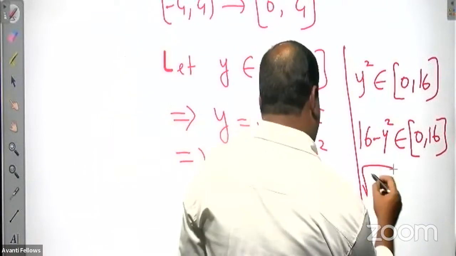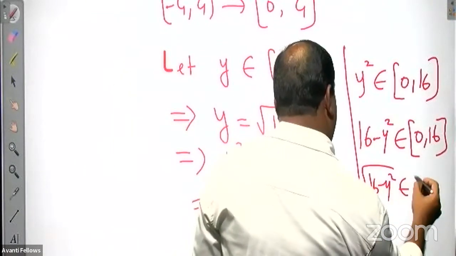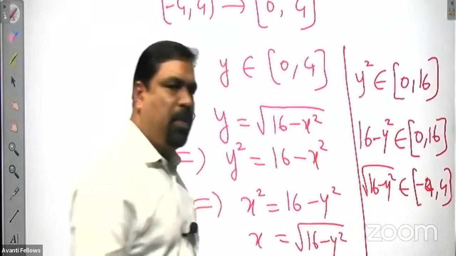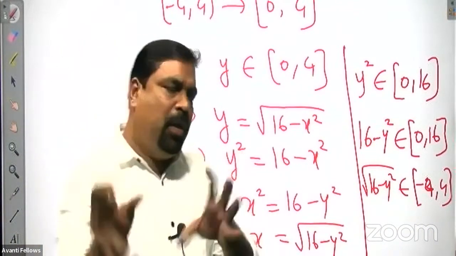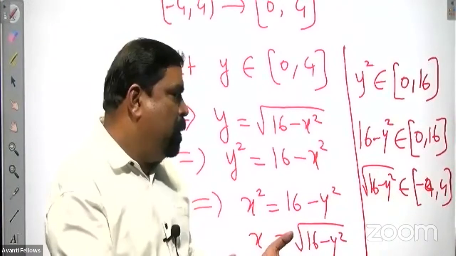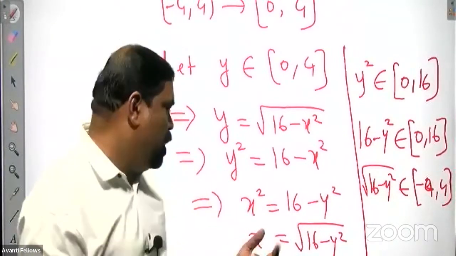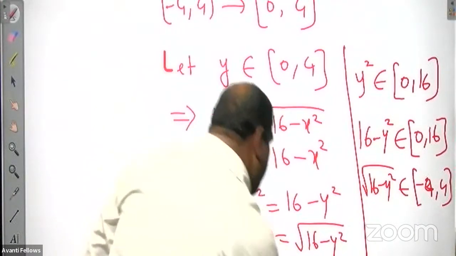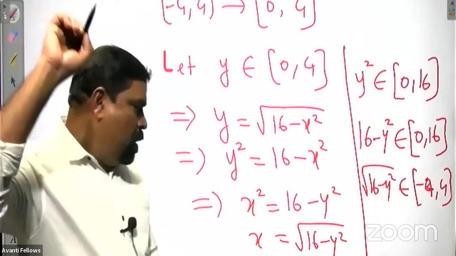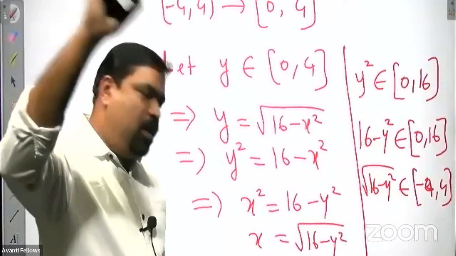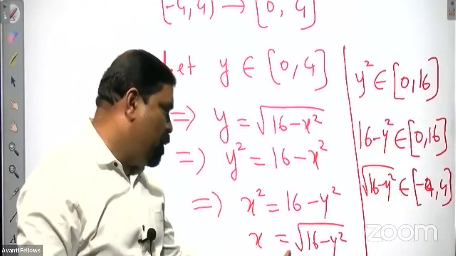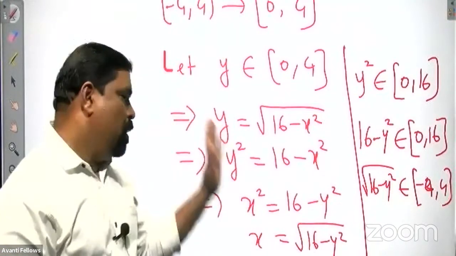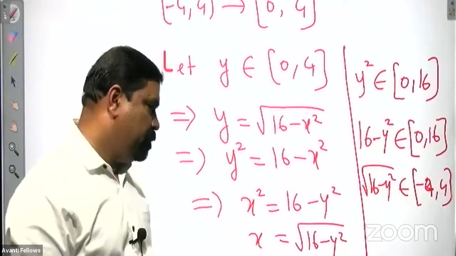So root of 16 minus y square belongs to which interval? -4 to +4. 16 minus y square is in between 0 and 16, so root of 16 minus y square will be in between -4 and +4. So very clearly, this value belongs to -4 to +4. That means for every y, there exists a pre-image. The pre-image is equal to root of 16 minus y square.